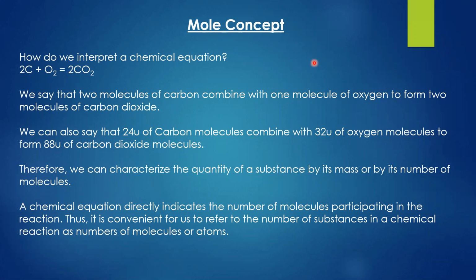Therefore, we can characterize the quantity of a substance by its mass or by its number of molecules. A chemical equation directly indicates the number of molecules participating in the reaction. Thus, it is convenient for us to refer to the quantity of substance in a chemical reaction as the number of molecules or atoms.